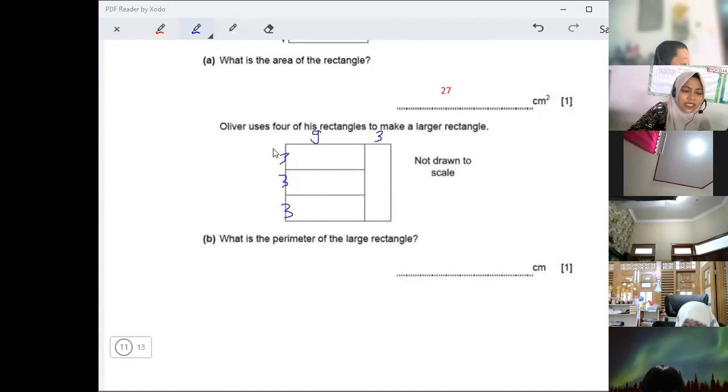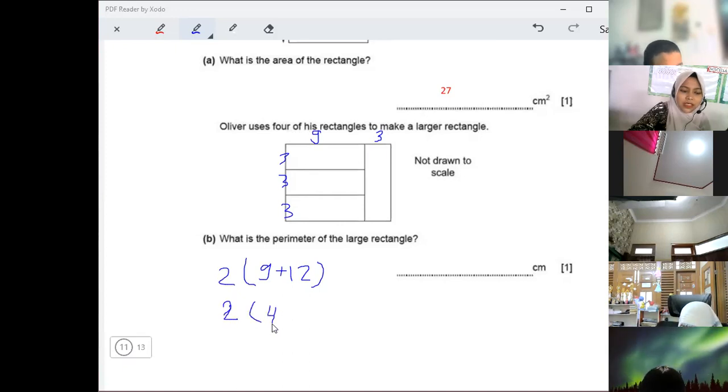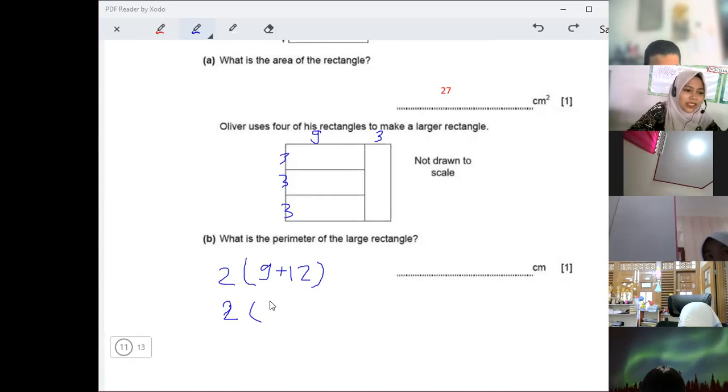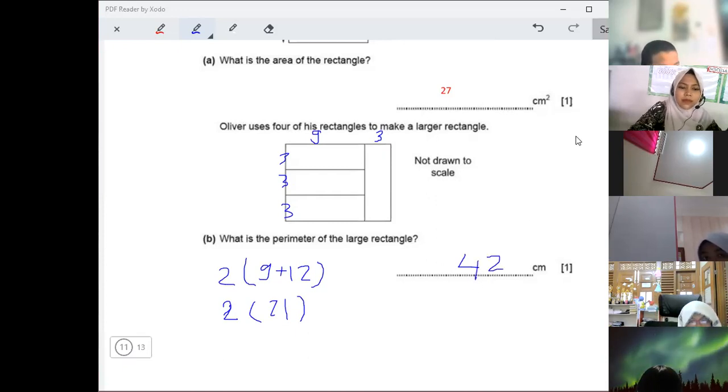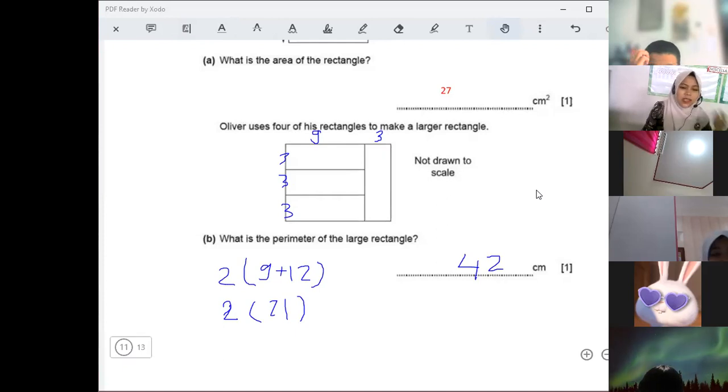Okay, let's have this. This is 9 plus 3, the length 9 plus 3 is 12, times 2. So 2 times 21, yeah, sorry. Is it correct, 32 or 42?